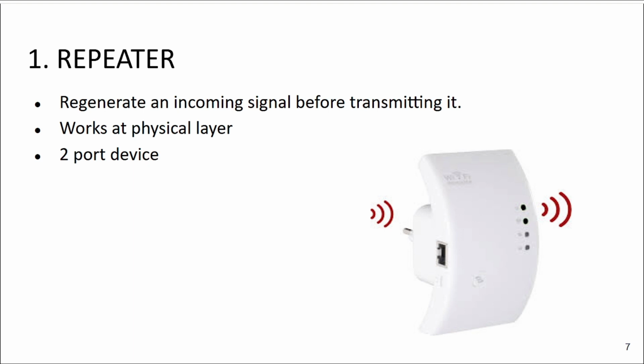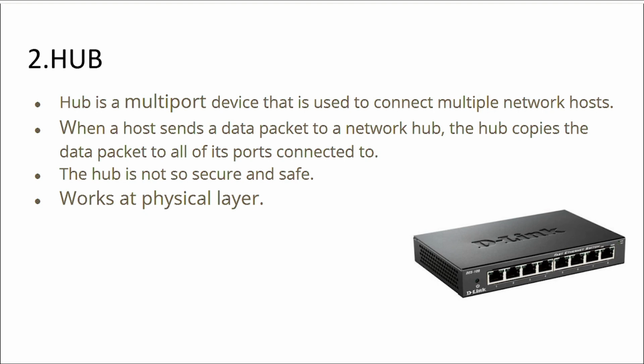So this repeater is mainly doing amplification or boosting up of an incoming signal before transmitting. So this is a two-port device and works at physical layer. So the functionality of a repeater is to amplify the incoming signal before transmitting it to the destination. So this is the main function of a repeater, amplification or boosting up of an incoming signal before transmitting to the destination. And another important point to remember is that it works at physical layer, and this is a two-port device.